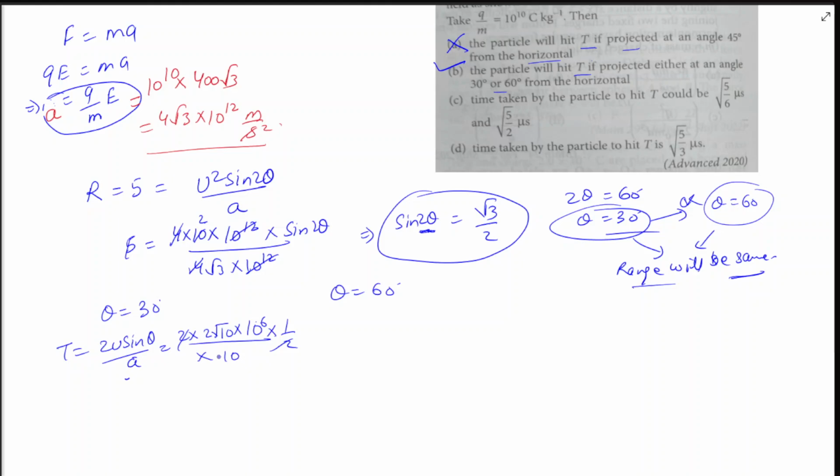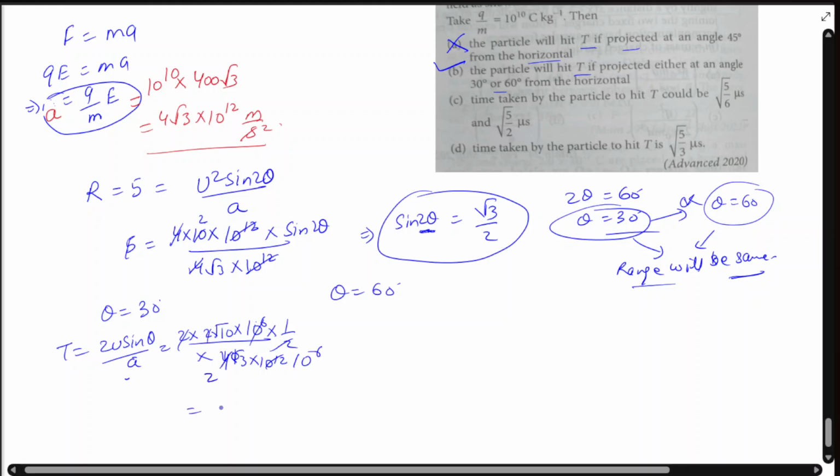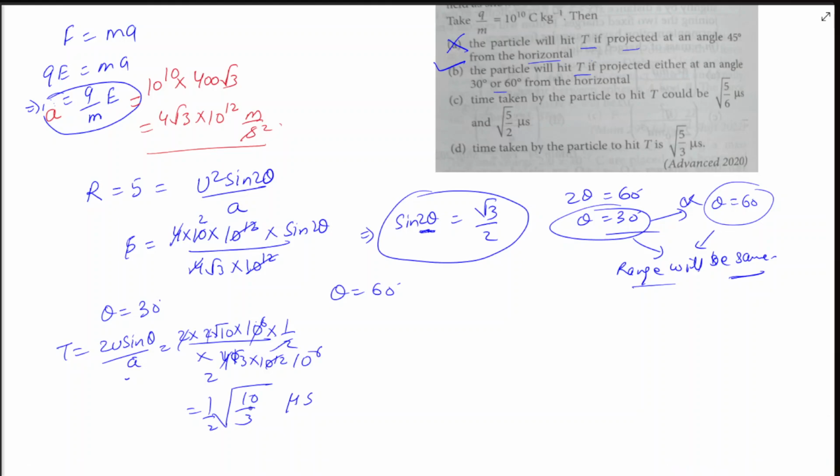So A will be 4 root 3 into 10 raised to power 12. So this is 10 raised to power 6. Okay, 2 will get cancelled out here. So we will have root 10 by 3. This will be 1 by 2. And 10 raised to power 6 will be microseconds. Yes. So 2 will come inside the root. It will be 4. So it will be 5 by 6. So root 5 by 6 microsecond.